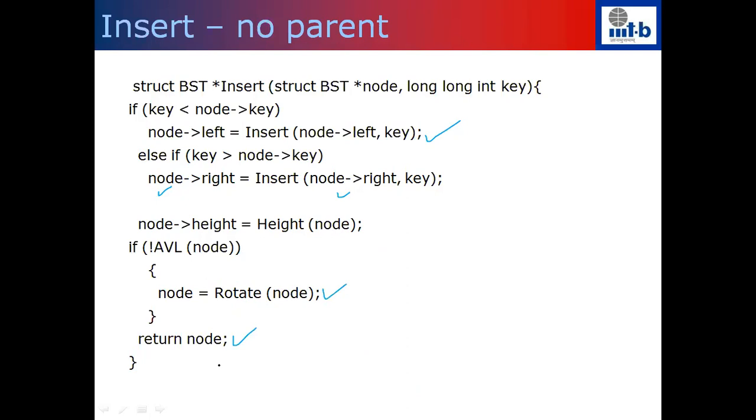If you are interested in implementing without the parent pointer, then for both insertion and deletion, the code modification is very simple. You just have to write the function for rotation, and these are the three lines that you have to add so that the AVL property is restored. So that's more or less what I had to discuss in this class.